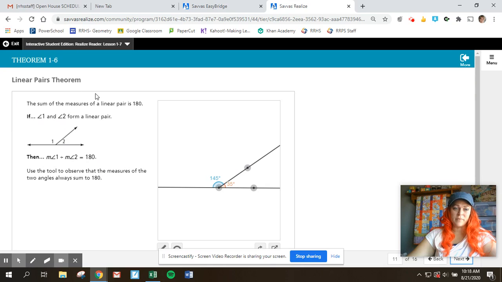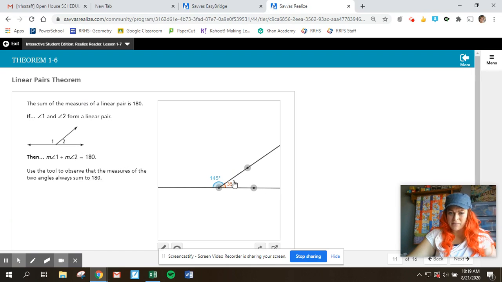Linear pair theorem. The sum of the measures of a linear pair. I'm hoping you can see the word line right here. Line or linear, that means they make a line. So there's 180 degrees in a line. So if you have a pair of angles that make a straight line, they would be 180.